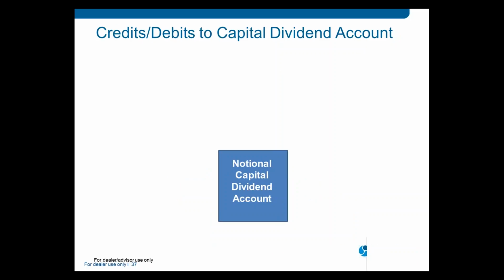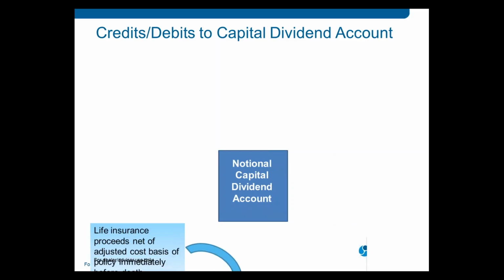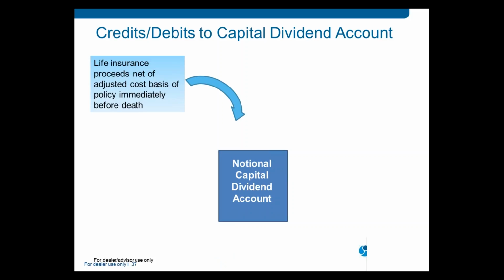So every private corporation in Canada, so a Canadian-controlled private corporation, has a notional capital dividend account. It's just a tracking system to keep track of monies coming in and monies coming out of that plan. Life insurance proceeds, net of the adjusted cost basis of the policy immediately before death, the net amount goes into that notional capital dividend account. And any of you that are licensed to sell life insurance know about all the changes that have been made in terms of how much credit goes into those policies effective 2017.